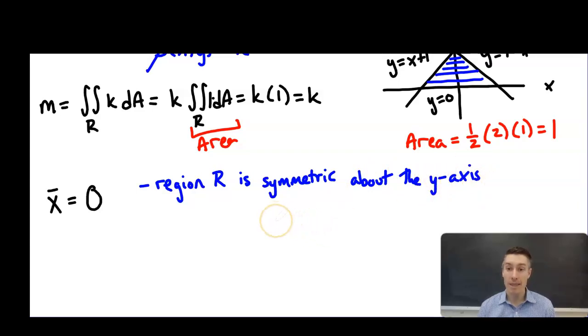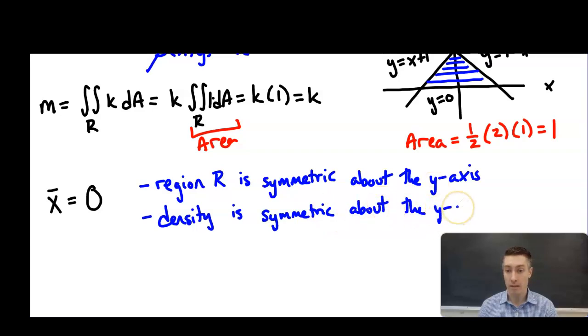And then we're going to combine that with the fact that the density distribution is also symmetric about the y-axis. In this case, the density is uniform. So the density distribution on the left side of the y-axis is the same as it is on the right. Okay. The density distribution, we'll just say density, is symmetric about the y-axis. Right? If those two things are true, we can assume that the coordinate of the center of mass, in this case the x coordinate, is 0.